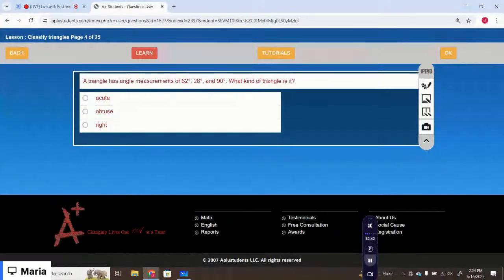A triangle has angle measurements of 62, 28, and 90. What kind of triangle is it? So you just click on the option. That is a right triangle. Option number three is the correct option.